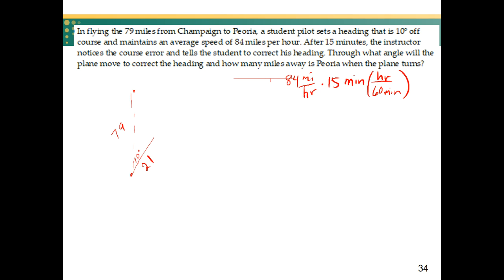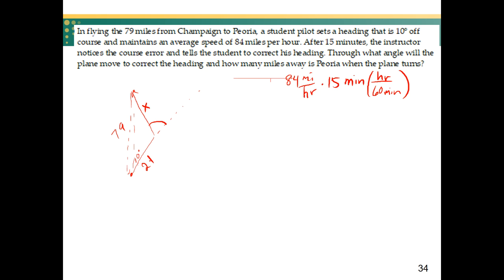And somebody tells them, oh, oops. So here's their heading, and they turn around and head correctly now. The question is, through what angle will the plane move, which is this angle here. So we're going to find this one, and then we're just going to subtract it from 180. And how far do they go? So we want this.